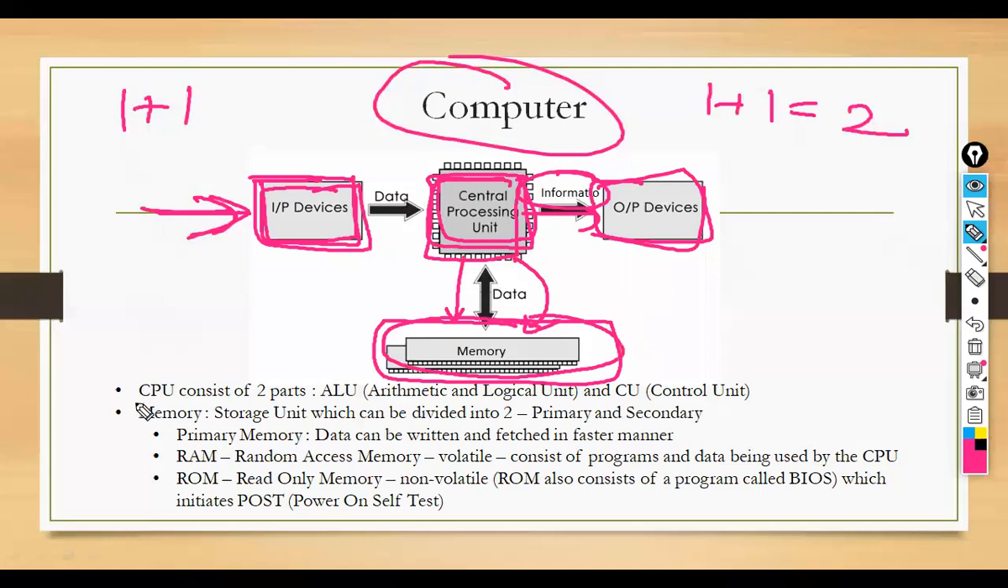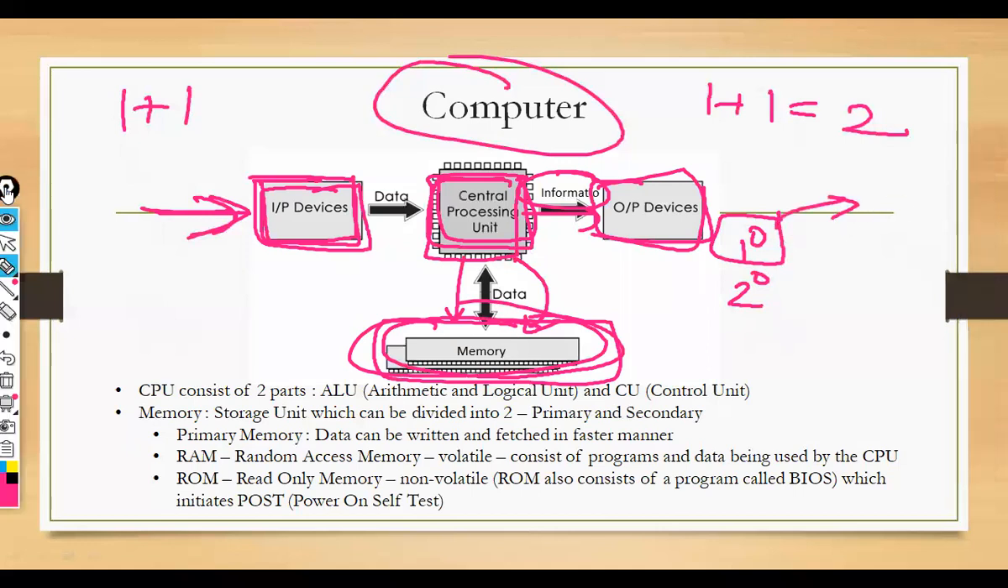Now this memory is of two types. You might have heard of it, the primary memory and the secondary memory. So primary memory is faster. And you have two types of primary memory. What are those? RAM and ROM. RAM is random access memory and ROM is read-only memory.